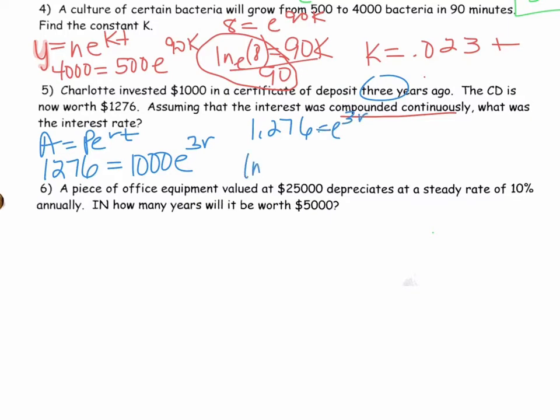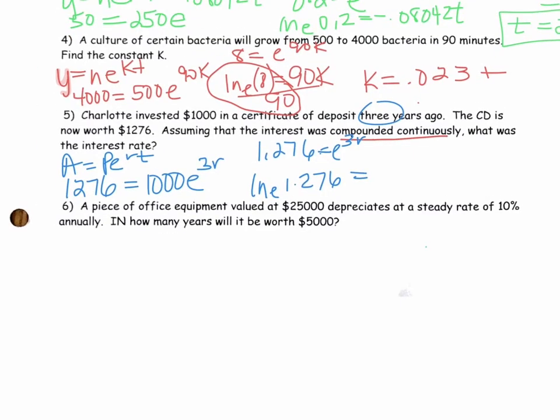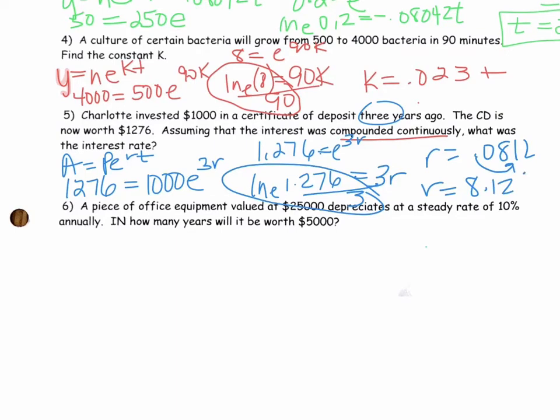Switch forms, I get ln of 1.276 equals 3r. So I'm just going to go ahead and divide by 3 and put this whole entire thing in the calculator. And when I do that, I get r equals 0.0812, but we need a percent. So if you remember, we got to move it over 2 spaces to the right because we multiply by 100, 8.12%. And don't round any of these answers. I would take everything out to the hundredths place.